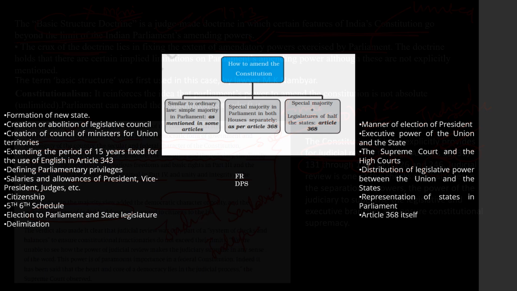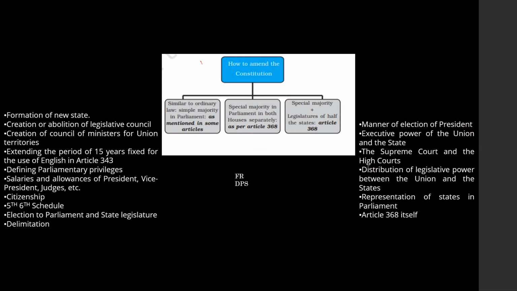Next, you need to know the amendment to the Indian Constitution. There are three kinds of amendment. One is the simple majority amendment. Most of the features of the Indian Constitution can be amended by a simple law. You can see formation of new states, creation of new legislative councils, creation of councils of ministers, elections to the parliament and state legislature, delimitation, the 5th and 6th schedules, citizenship, salaries and allowances of the president, vice president and judges, parliamentary privileges, etc. These can be amended by simple legislation by the parliament.